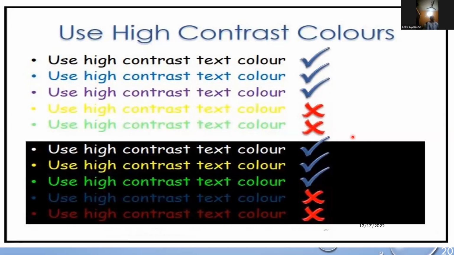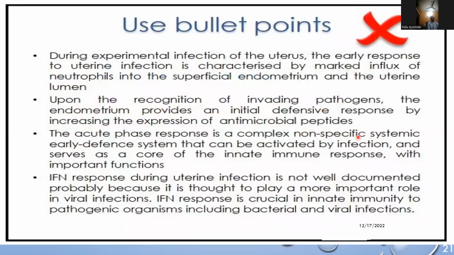Otherwise, at the beginning of your presentation, when your audience realize that they could not even read what you have designed or the slide you have created, many are completely tuned off, which is not what you actually desire. So the next is the use of bullet points.